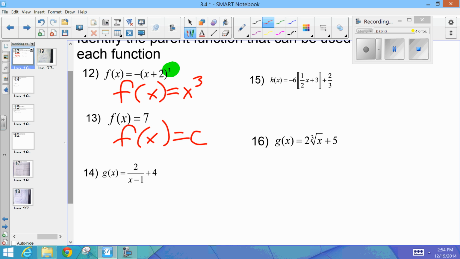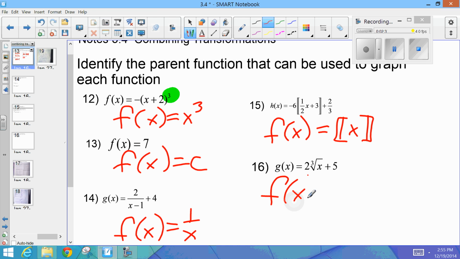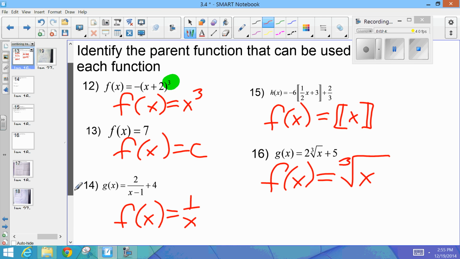Number 14, the parent graph is the reciprocal graph because we're dividing by x. Number 15, the parent graph is the greatest integer. Okay. You have to look at what is happening to x. What is that big function that is going to affect the shape of the graph that's happening to x? And 16, the cube root. Okay. All right, moving on.